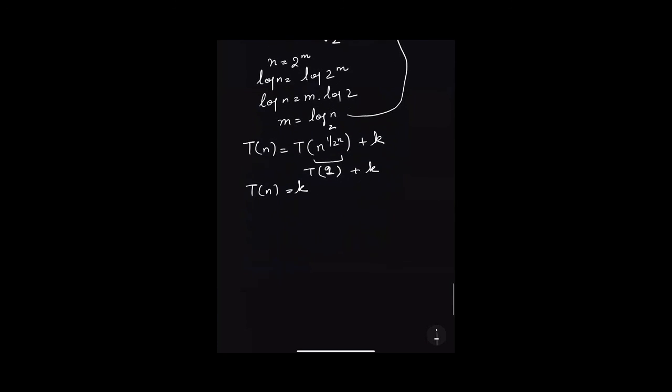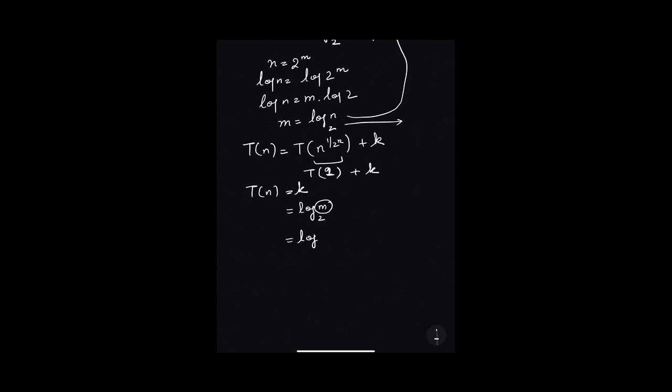Now the value of k that I was obtaining was this. So it is equal to log m base 2. Now I am having m over here and I have to replace it with n. So the value of m is equal to log n base 2. So I can say that T(n) is equal to log of log n base 2.